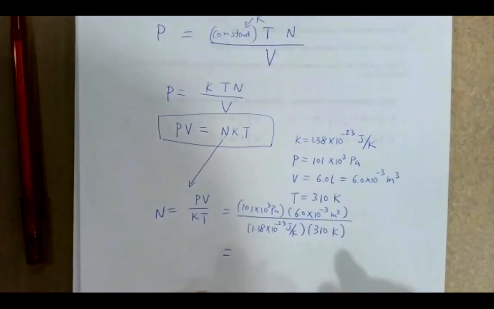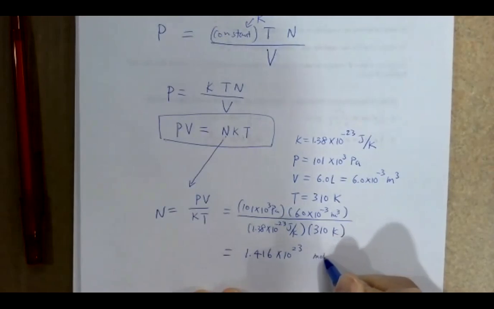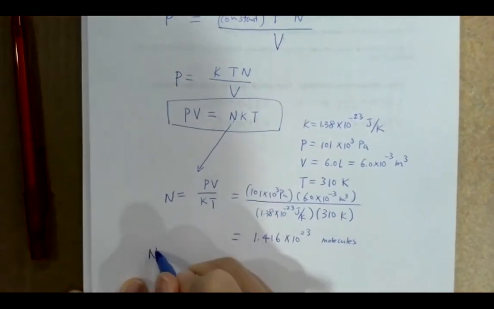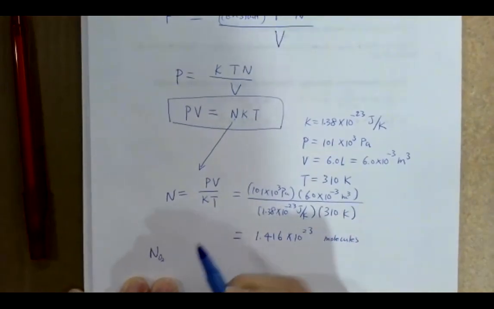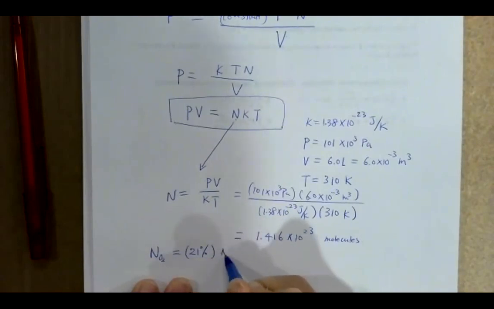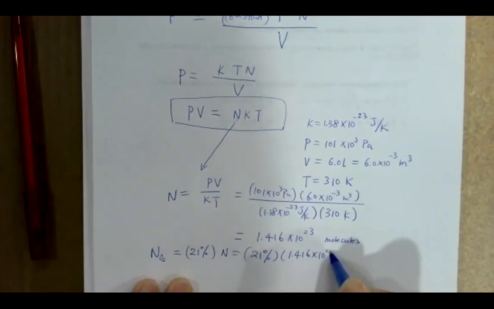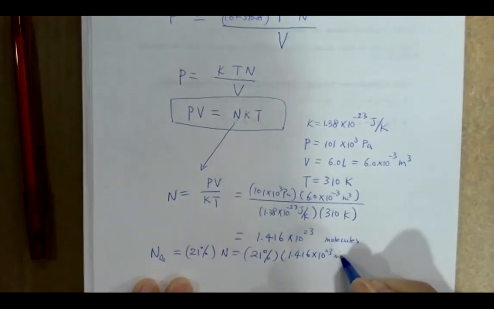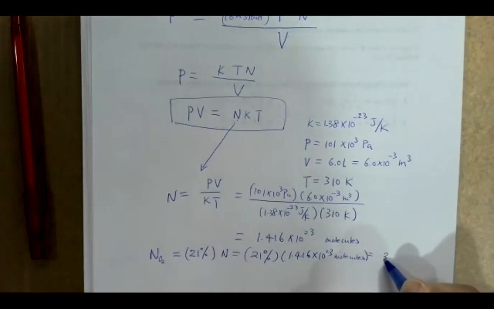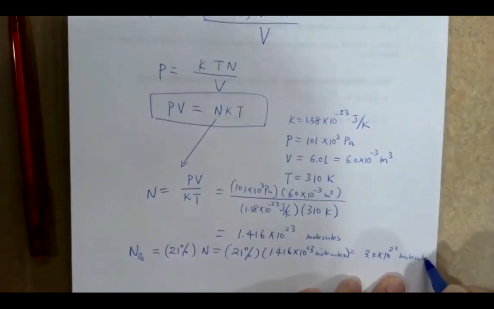That will give you about 1.416 times 10 to the 23 air molecules. Then the number of oxygen molecules, let me use N sub O2 as the symbol, should be just 21% of that capital N. So 21% times this 1.416 times 10 to the 23 molecules equals about 3.0 times 10 to the 22 molecules.